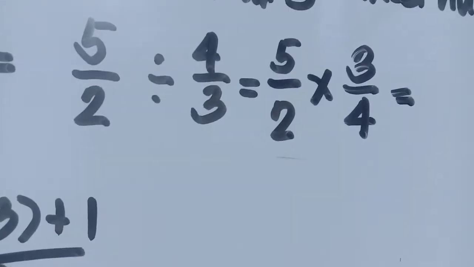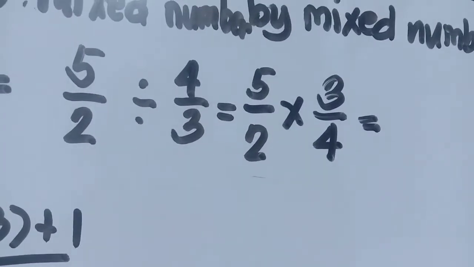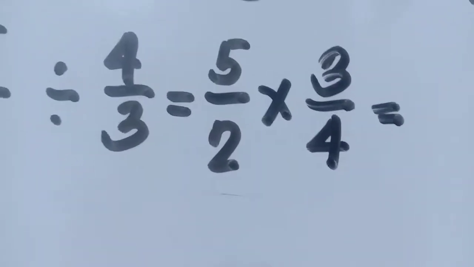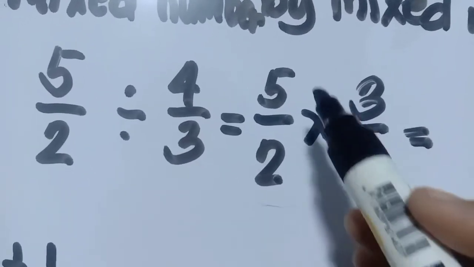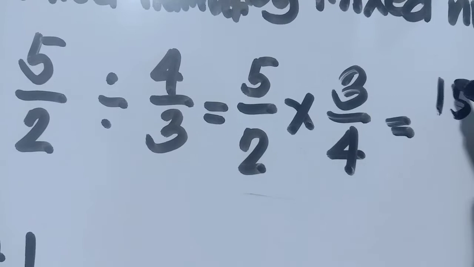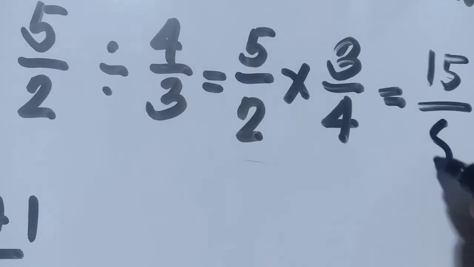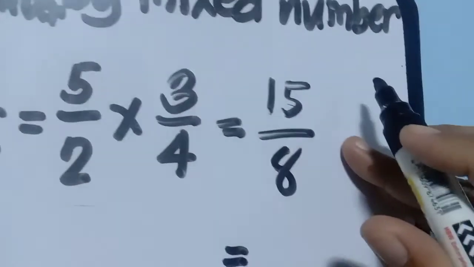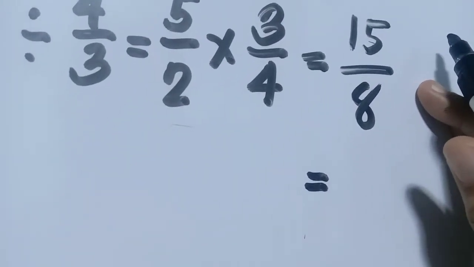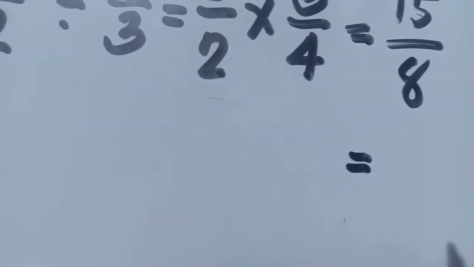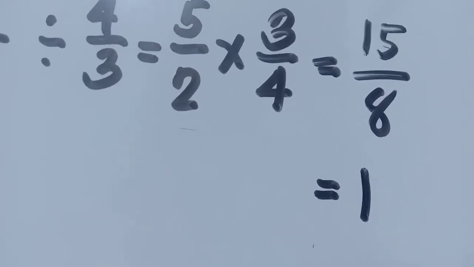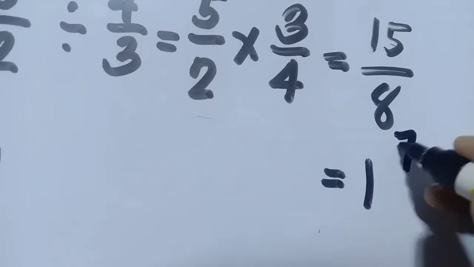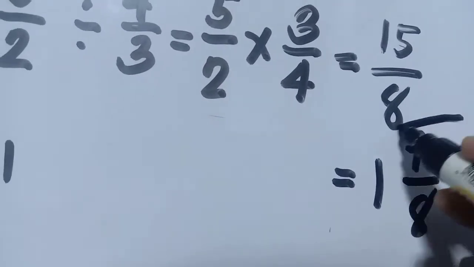Now, let us see kung meron tayong pwedeng i-cancel dito. So, as you can see, wala. So, proceed tayo sa multiplication natin. So, 5 times 3, we have 15. 2 times 4 is 8. Then, our answer is 15 over 8, which is an improper fraction. Okay, so ilang 8 meron sa 15? We have 1. Ilan ang natira sa 15? 15 minus 8 is 7. Just copy the denominator. So, our answer now is 1 and 7/8.